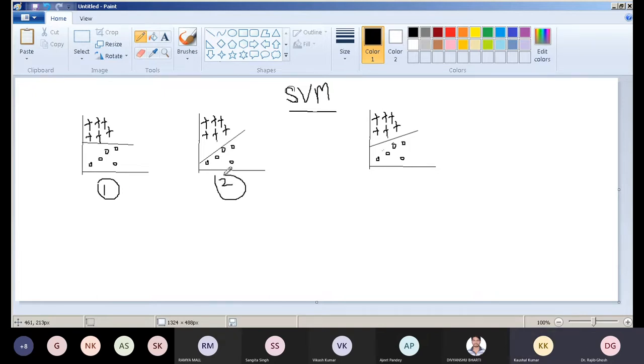Figure 3, sir. Okay, other people, you tell. Which figure, one, two, three, is the best, do you think? All are correct, actually, because on one side coming from class 1, plus class, another side coming from class 2, that is 0 class. Okay, in all the three situations. But which one is best, actually?